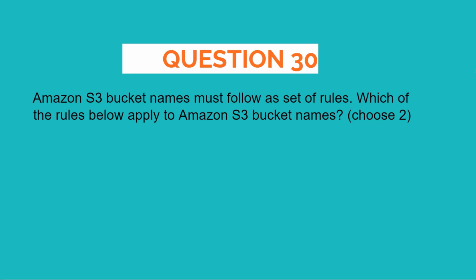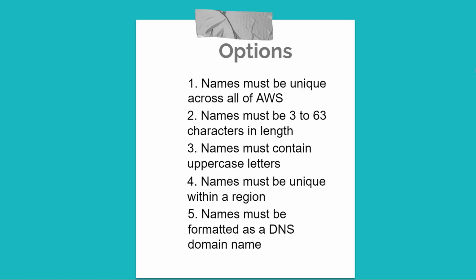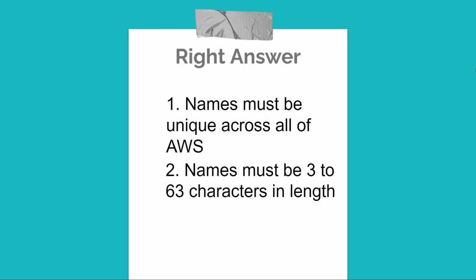Question 30. Amazon S3 bucket names must follow a set of rules. Which of the rules below apply to Amazon S3 bucket names? Choose 2. Option 1. Names must be unique across all of AWS. 2. Names must be 3 to 63 characters in length. 3. Names must contain uppercase letters. 4. Names must be unique within a region. 5. Names must be formatted as a DNS domain name. Right answer is 1. Names must be unique across all of AWS. 2. Names must be 3 to 63 characters in length.